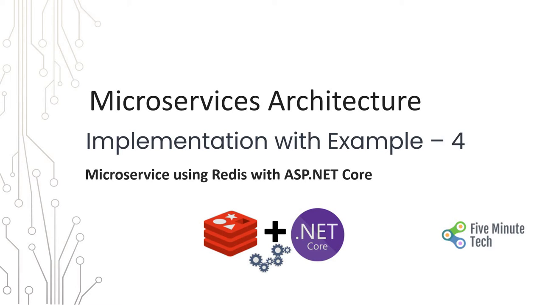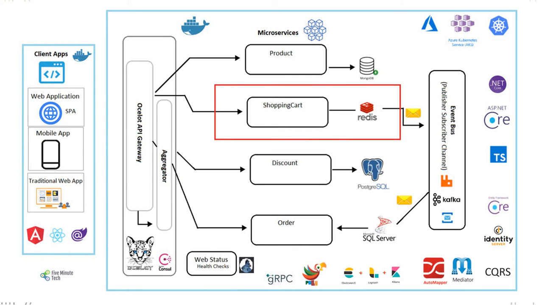Today we'll continue on our microservice architecture journey. In part 4 we'll be talking about creating a microservice using Redis with ASP.NET Core. So continuing with the basic design, today we'll be talking about the shopping cart service, which has Redis as a backend. And we'll be trying to implement this microservice and integrate it with the overall system of microservice implementation.